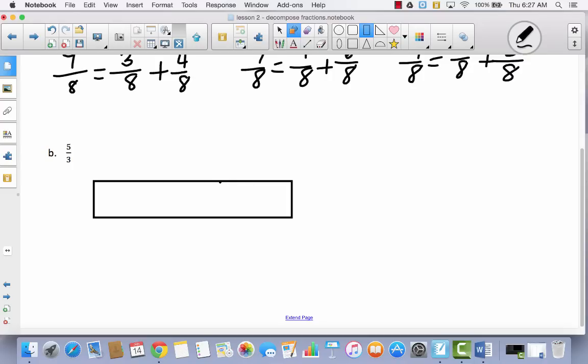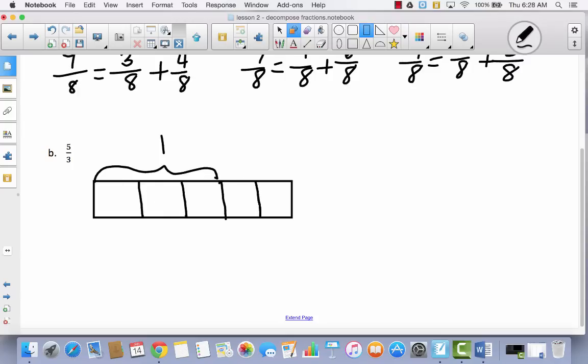So I'm going to draw a line right here, and I'm going to make this part my whole. Now, because my denominator is a 3, I know I have to divide this into thirds. So I'm going to go ahead and draw 2 lines. And now my whole is divided into thirds. I have to have 2 more thirds for a total of 5.